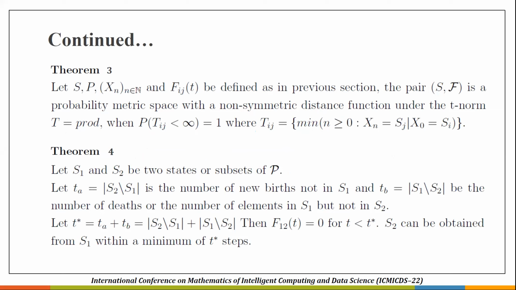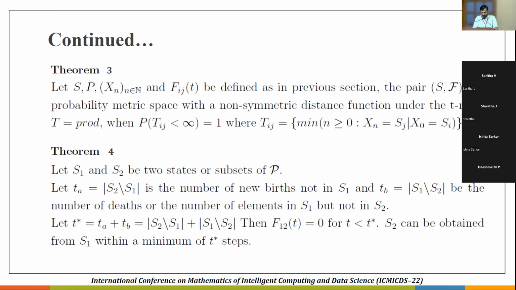So here let S be the population, P the transition probabilities, and Xn, n belonging to N, the corresponding Markov chain. Then Fij is defined as in the previous case. Then also we can prove that S with F is a probabilistic metric space with a non-symmetric distance function, as in case 1. And here we can prove one more result, that is theorem 4, for S1 and S2 being two subsets of the population.